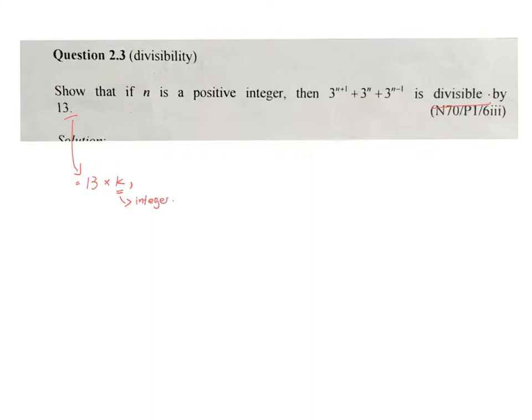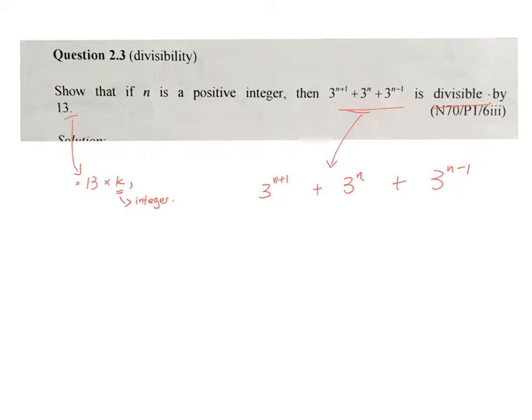If we want our number to be written in this form, it's like writing it in the form of factors. This is the same as factorizing. To factorize, we need to identify the common factors of all the terms. Looking at 3 to the power of n plus 1, 3 to the power of n, and 3 to the power of n minus 1, the highest common factor is 3 to the power of n minus 1.